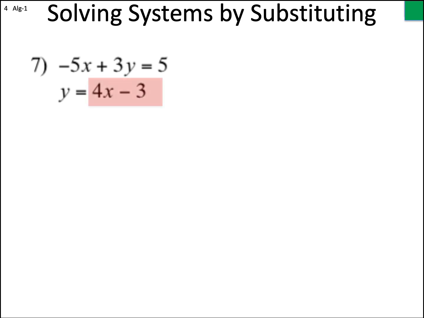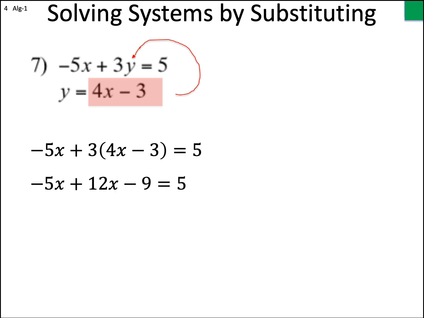So anywhere I see a y in equation number 1, I can write the value 4x minus 3 for the value y. So I'm going to substitute it into the first equation, into that y. See what I did? And then I'm going to distribute that 3 to the inside. 3 times 4x is 12x. 3 times negative 3, negative 9. And then I solve that equation for x.